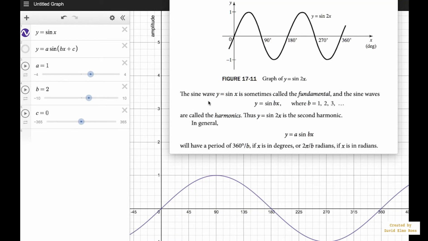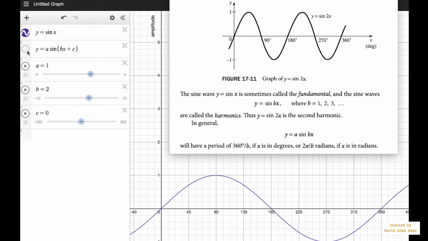If we look at the sine wave y equals sine x, which we have here selected, we can see that this produces something called a fundamental. And the fundamental goes through one complete cycle within 360 degrees. Now if we look at the more generic equation, y equals a sine bx plus c, this means that a is 1, so the amplitude is 1 here. B is 1, because we have one complete cycle within 360 degrees, and c is 0.